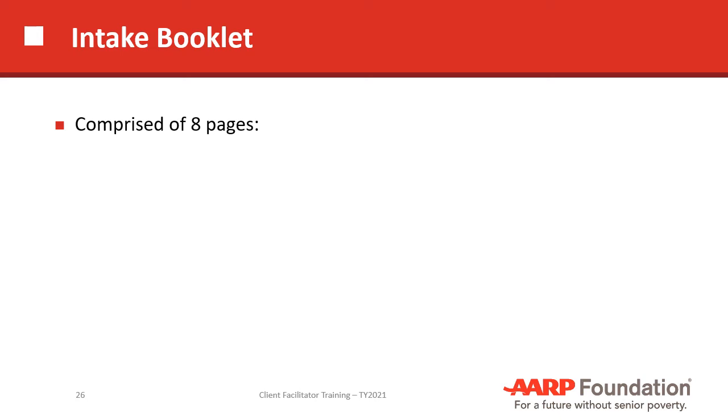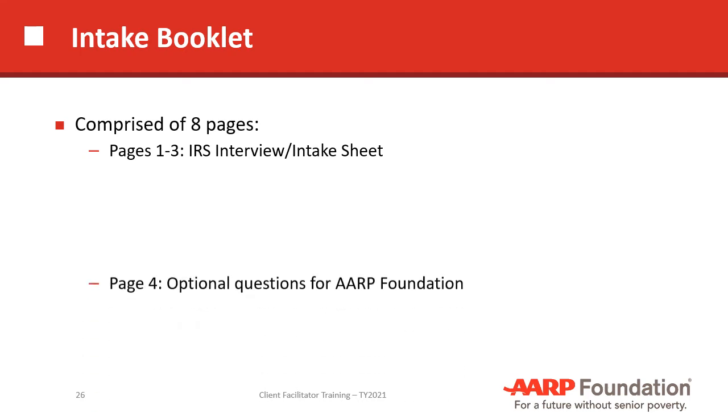So let's talk about the intake booklet. The intake booklet is really the focal point of what we do at each site as far as the taxpayer information that we gather. It's comprised of 8 pages. Pages 1 to 3 are the IRS interview/intake sheet. The AARP hasn't added anything to pages 1 through 3. That's all strictly IRS information.